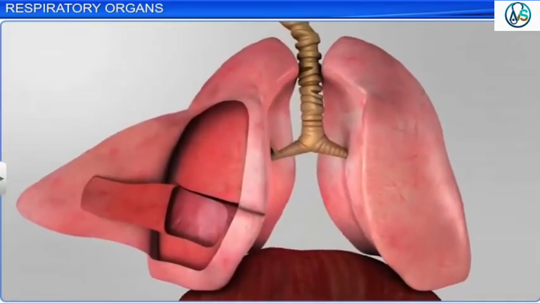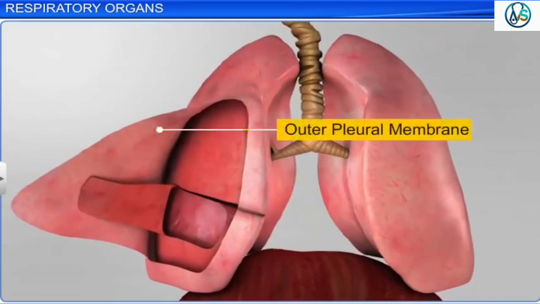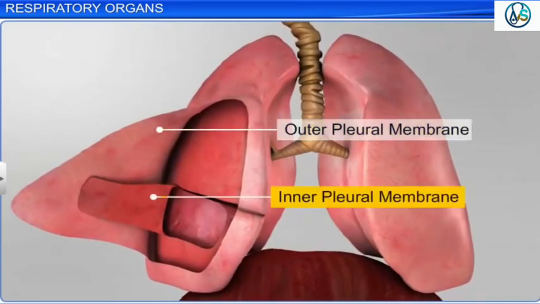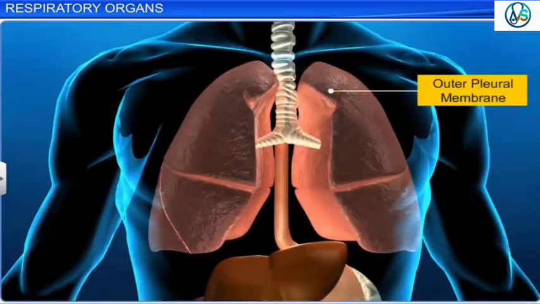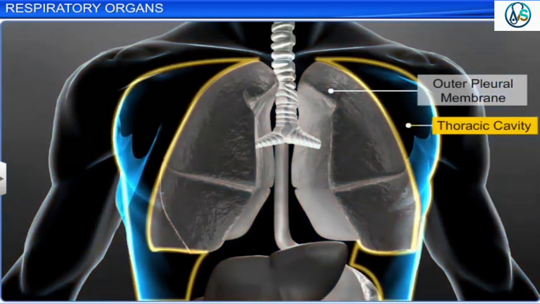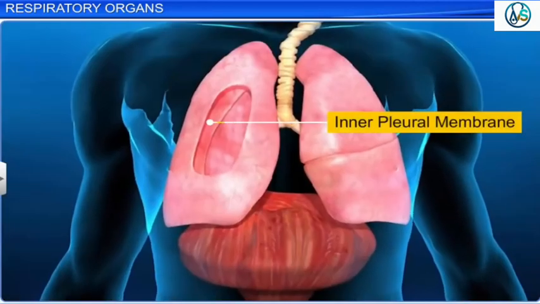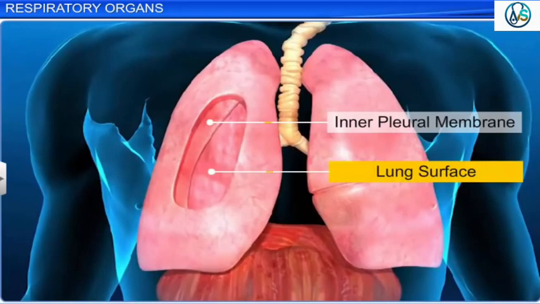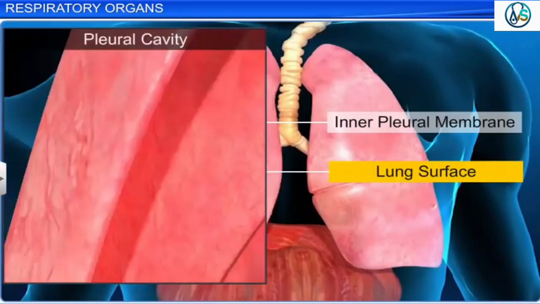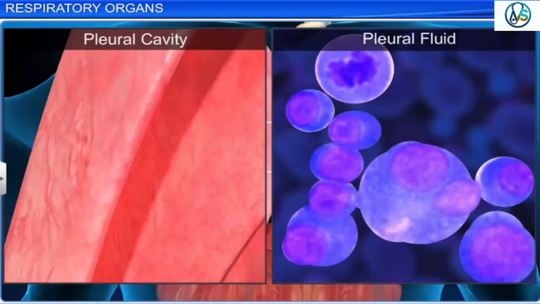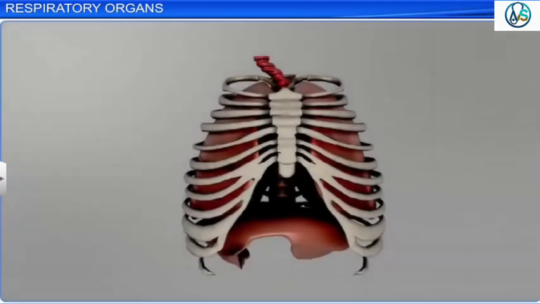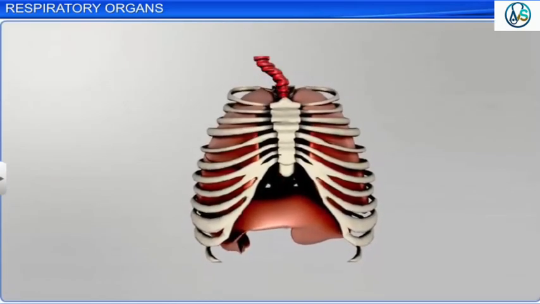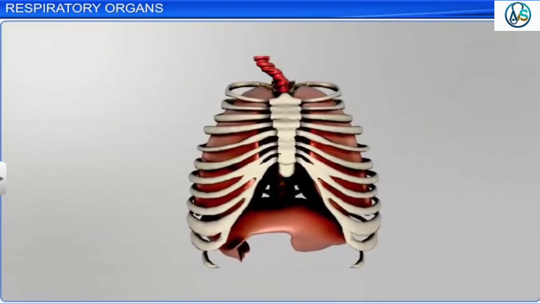Each lung is enclosed by two membranes, the outer pleural membrane and the inner pleural membrane. The outer pleural membrane is in close contact with the thoracic lining, whereas the inner pleural membrane is in contact with the lung's surface. The membranes enclose a space called the pleural cavity that contains pleural fluid. Pleural fluid reduces friction on the lung's surface when the lungs expand and contract.